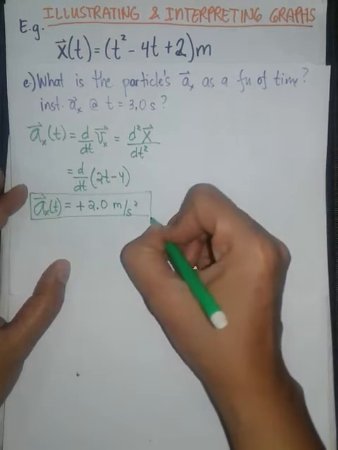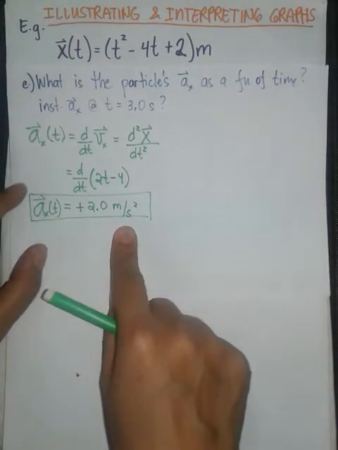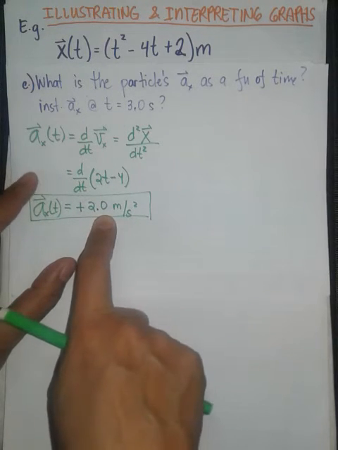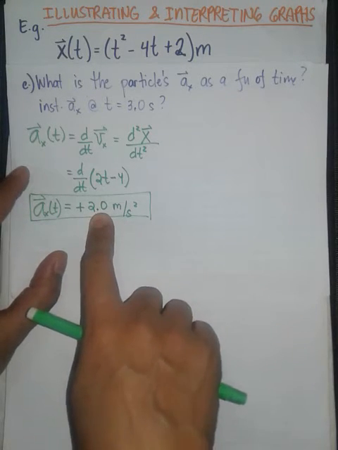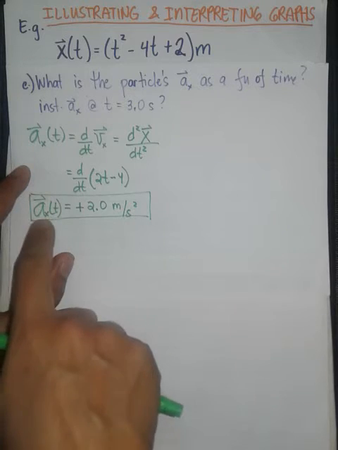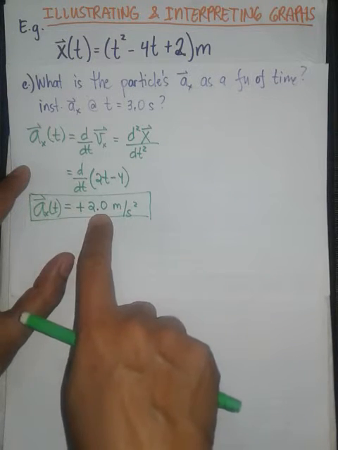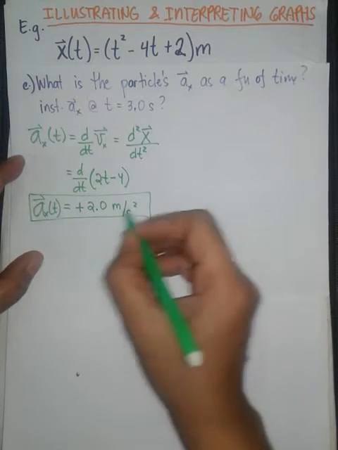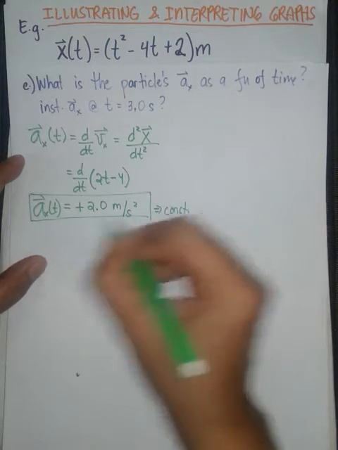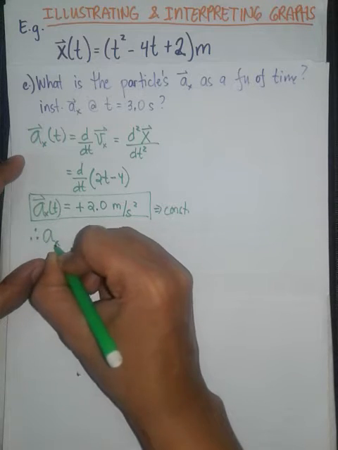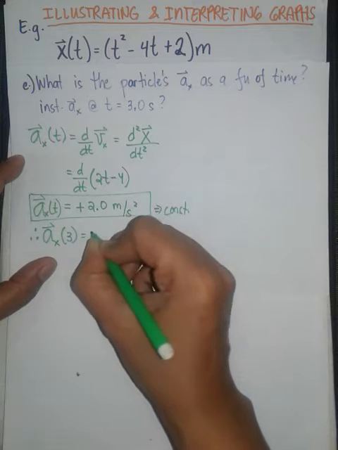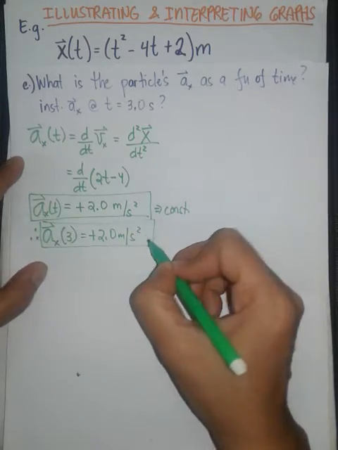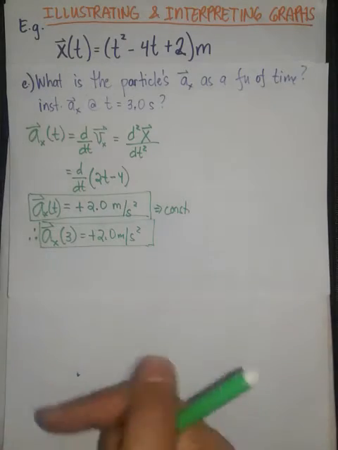Okay, let's talk about the physical meaning here. Now if you notice, acceleration at any time t is constant. How do we know that? Because we do not have variable t here anymore. Means that at all values of t, the acceleration of the particle will always be positive 2 meters per second per second. So that's already our answer for the second question. Since this is constant, therefore, even without solving, conceptual na lang, the acceleration when time is 3 is also positive 2 meters per second squared, at all times.